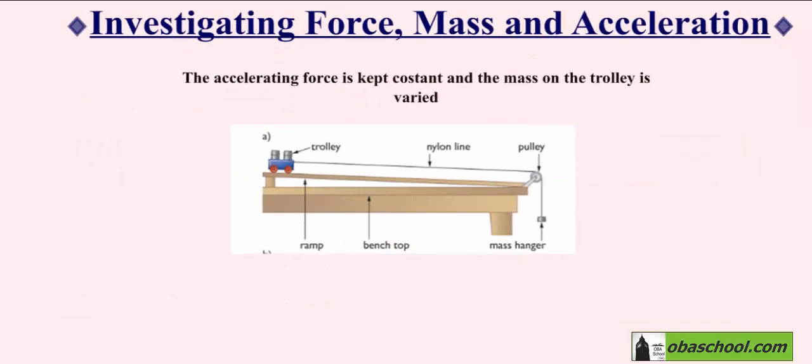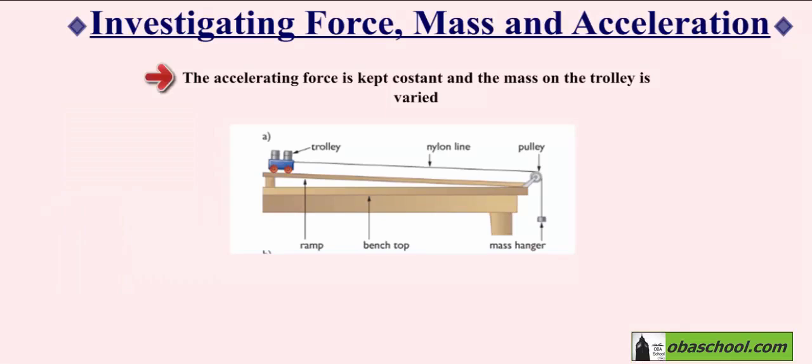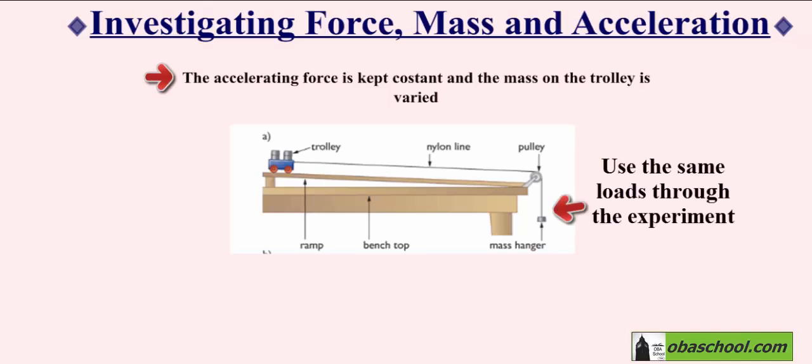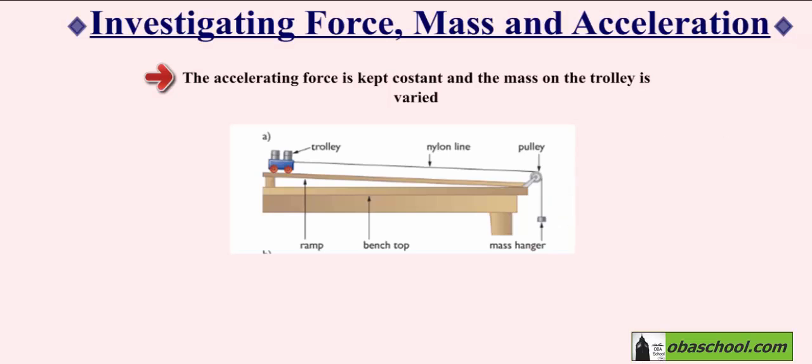In the experiment, we saw the effect of force on acceleration. Now let's see the effect of mass of an object on its acceleration. The accelerating force is kept constant and the mass on the trolley is varied. This happens when we use the same loads throughout the experiment. This causes the load force, or accelerating force, to be constant, whereas we change the loads on the trolley.